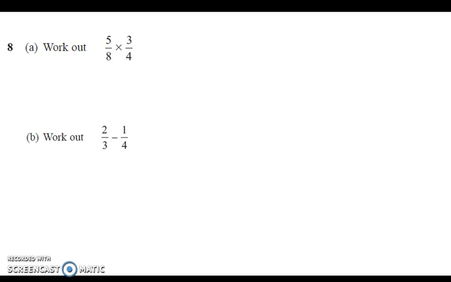Okay, right, so question 8. We've got some fractions, two fractions questions. Part A is multiplying two fractions together, and part B is subtracting two fractions. Take a few minutes, have a go at those.